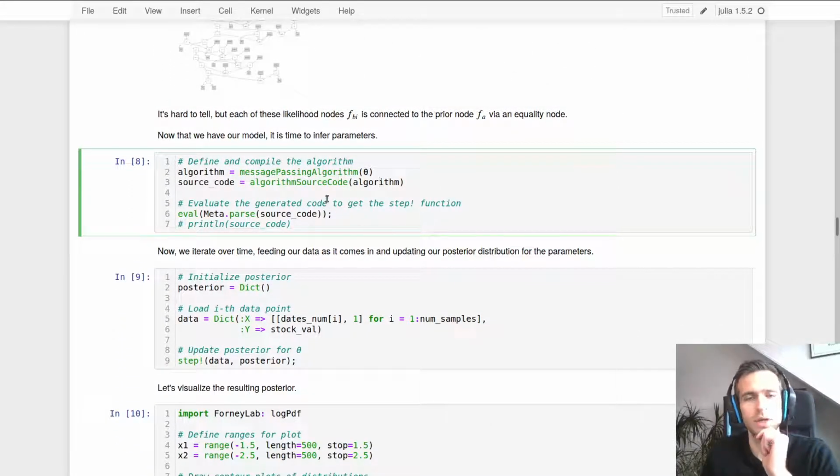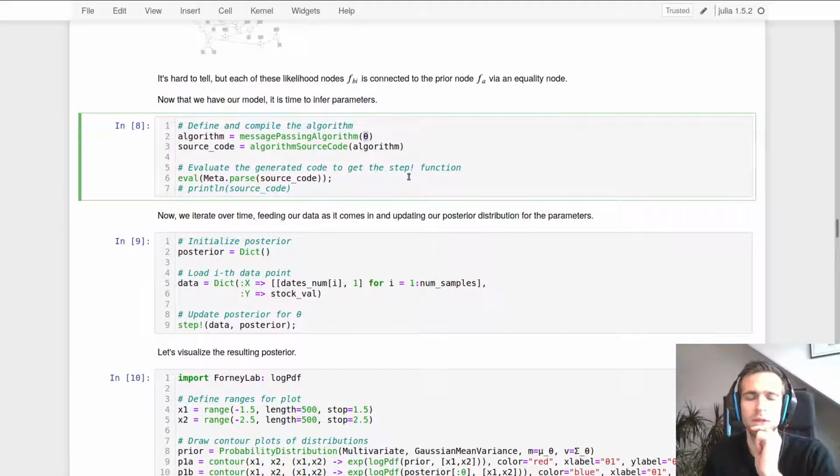Yeah, so algorithm compilation stays exactly the same as before. We just have one unknown variable theta, and then we generate an algorithm source code, and then we bring that source code into scope. And now we have access to this step function that we can use to update parameters.